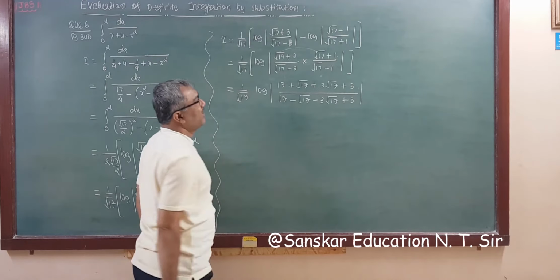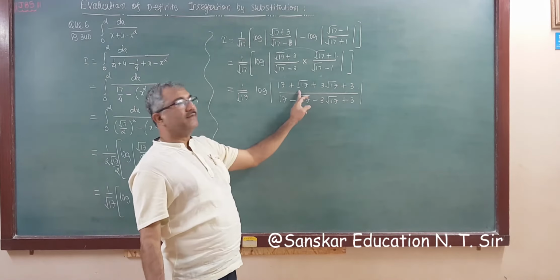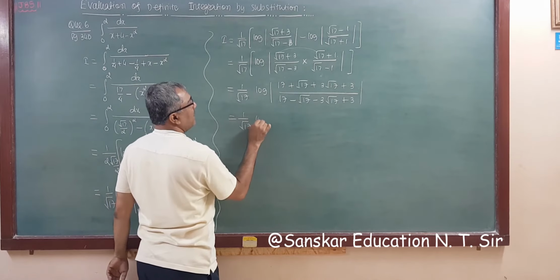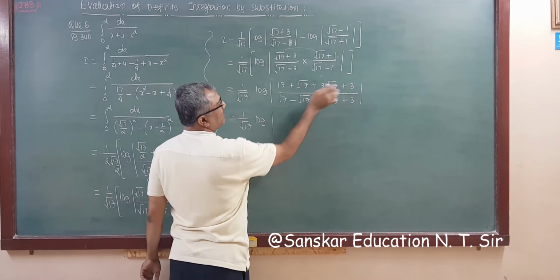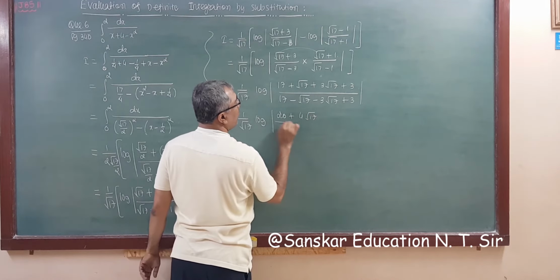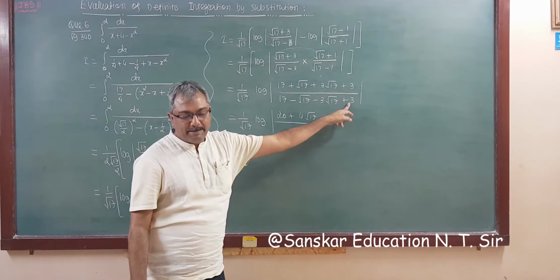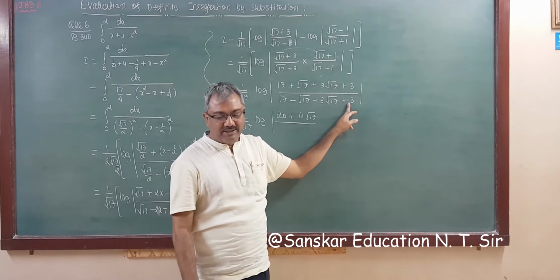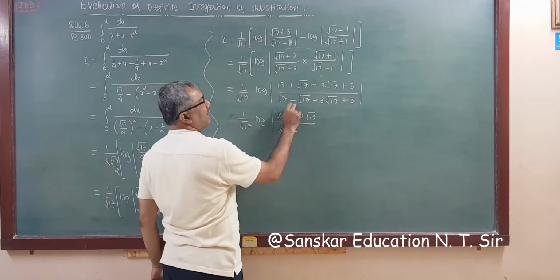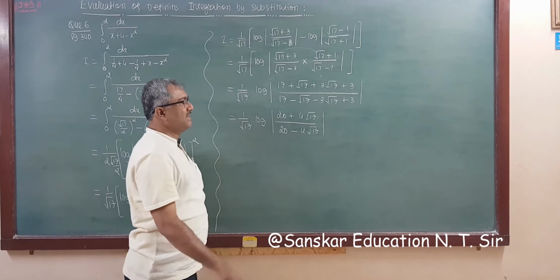Any problem? So 17 plus 3 is 20, 3 plus 1 is 4. So what we get? 1 upon root 17 log, 17 plus 3 is 20, plus 4 root 17, whole upon 17 plus 3, again 20, right? So 20 minus 3 minus 1, so minus 4 root 17. So this is your answer.